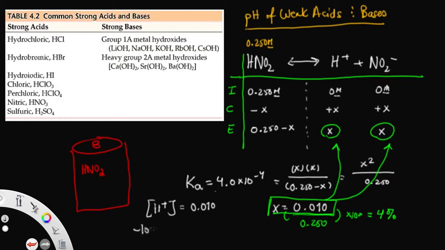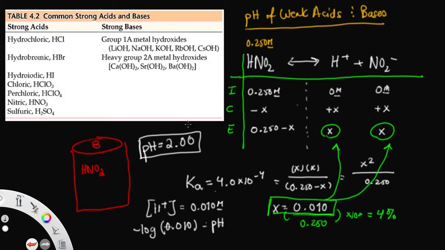And we just take the negative log of 0.010 to get the pH, because what is pH? It's the negative log of our H plus concentration. So our H plus concentration is 0.010 moles per liter. We plug that into our equation, and we should get a pH that equals approximately, and I'll write it up here, a pH that equals 2.00. So that is how you get your pH of a weak acid.